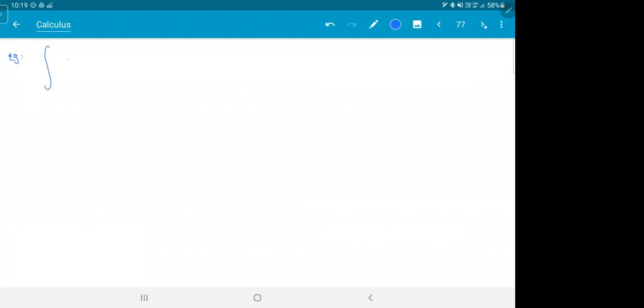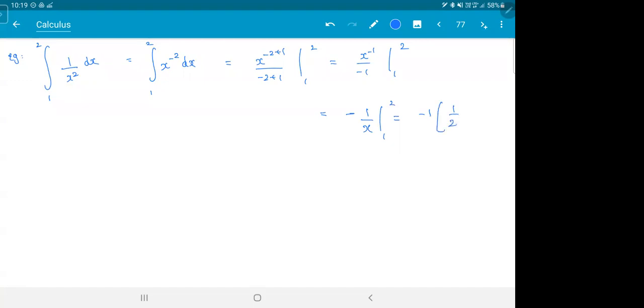Let's say we have the integral of 1 by x square dx from 1 to 2. This can be written as x power minus 2 dx. So x power minus 2 plus 1 by minus 2 plus 1, from 1 to 2. That's x power minus 1 by minus 1. So you can write this as minus 1 by x from 1 to 2. Take out that minus common, you get, put 2 there, put 1. Minus of minus half. Half.